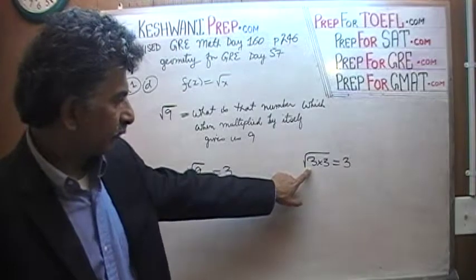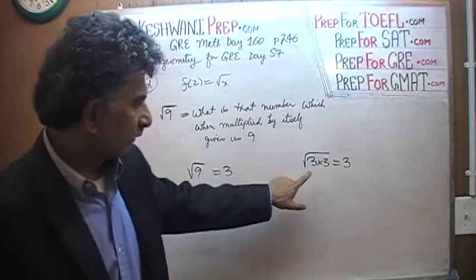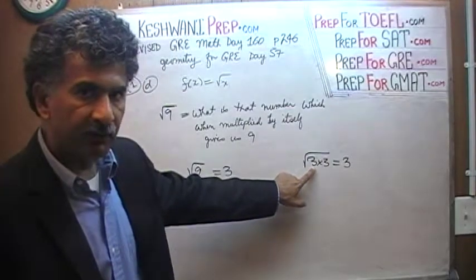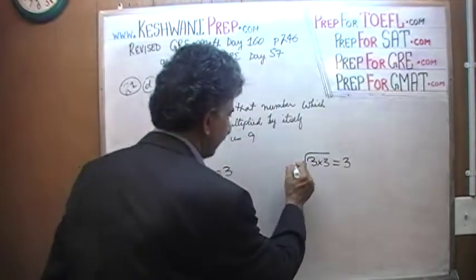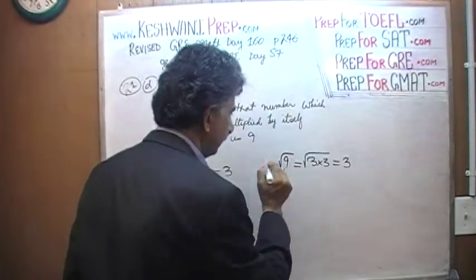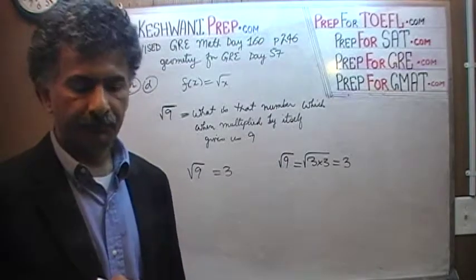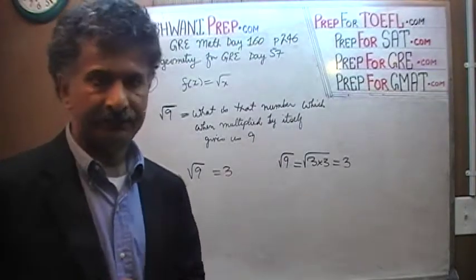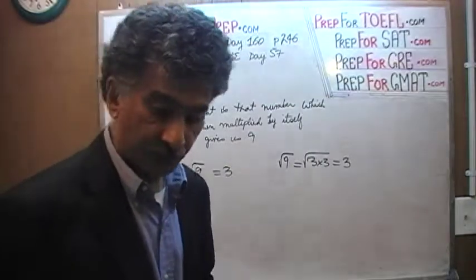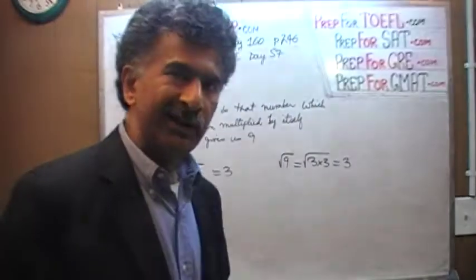The square root of 3 times 3 is 3, because whatever we see in the square root sign, what it is asking is, what is that number which when multiplied by itself gives us 9? But is that the complete answer? The answer to that question is no. It is only half the story.